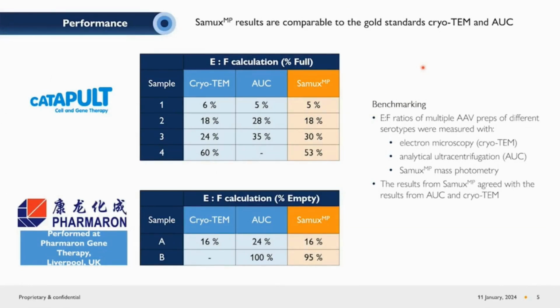Quentin summarized very, very well the advantage of the Simux for AAV characterization. I just wanted to give you a few examples of how the Simux MP compares to the gold standard in the field, such as cryo-EM and AUC. These results were done in collaboration with Catapult and Pharmaron in the UK, where they have compared the full proportion coming from the Simux MP to cryo-EM and AUC. And as you can see here, the results correlate very, very well. However, as mentioned in Quentin's talk, the Simux is very, very easy to use. It's fast and requires a very low amount of sample compared to other more expensive techniques such as cryo-EM and AUC.